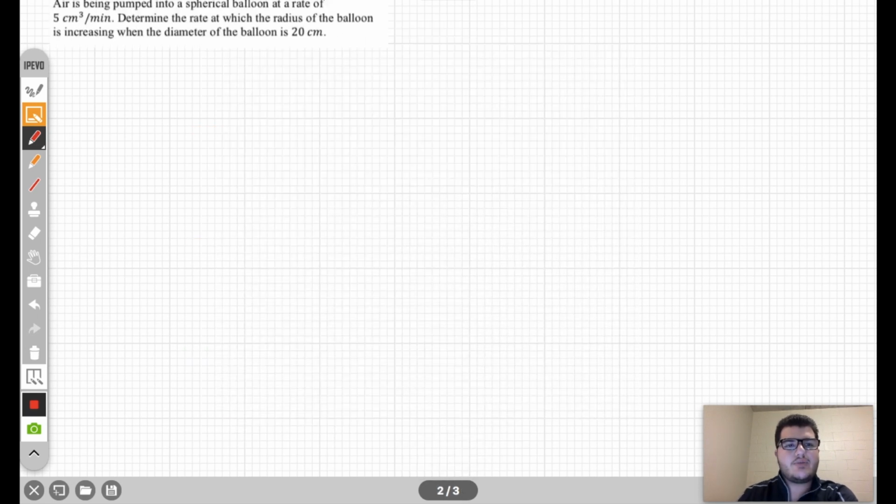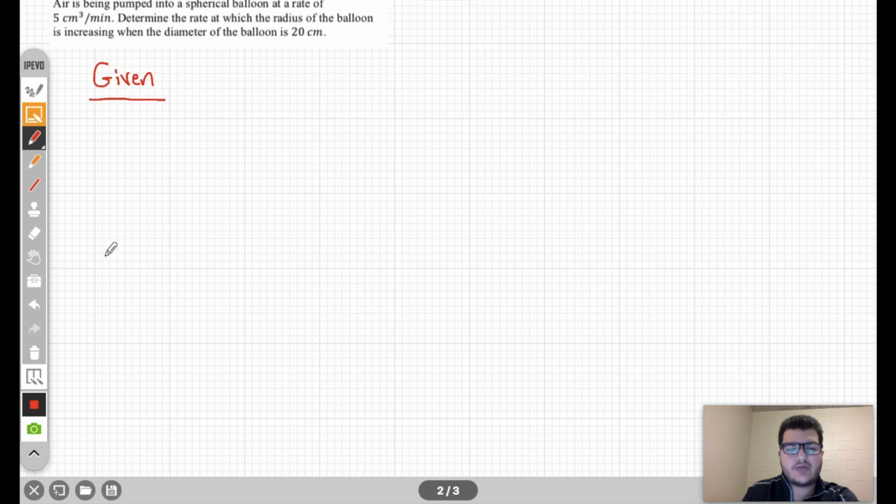It says air is being pumped into a spherical balloon at a rate of 5 centimeters cubed per minute. Determine the rate at which the radius of the balloon is increasing when the diameter of the balloon is 20 centimeters. Typically the way I want to set these problems up is that I want to write down my givens first.